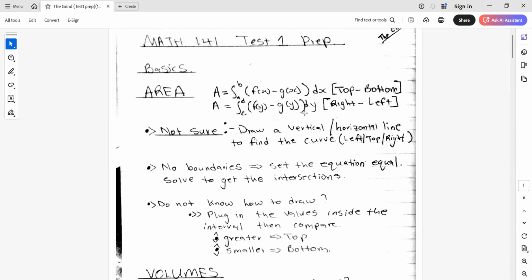Okay. So when finding the area, all right. So I'm just going to try to be slow. If I am fast, please stop me. All right. So when finding the area, we're going to stick to the basics.